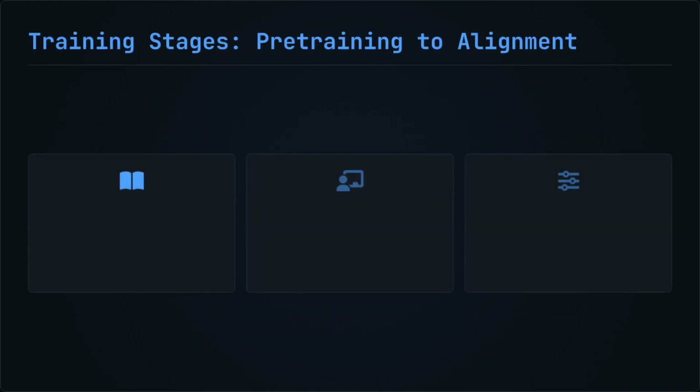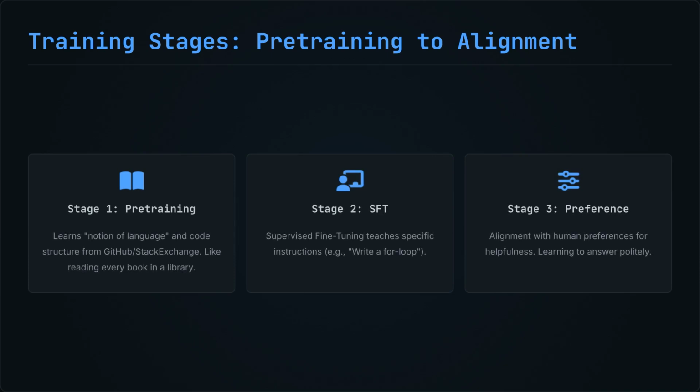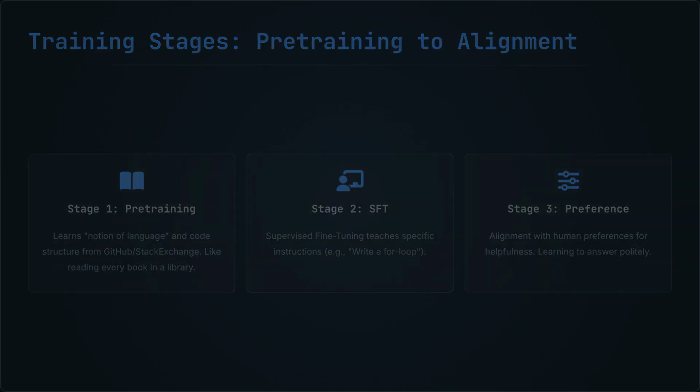Training involves 3 stages. First, pre-training learns the notion of language and code structure. Second, supervised fine-tuning teaches specific instructions. Third, preference alignment ensures helpful and polite responses.